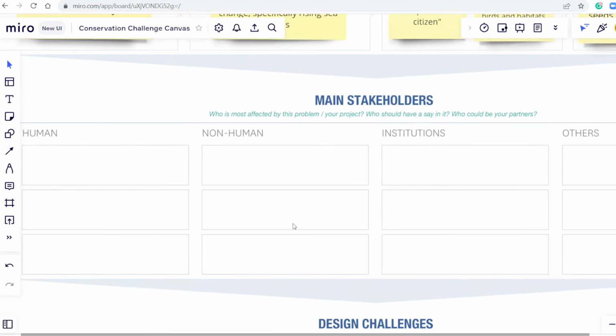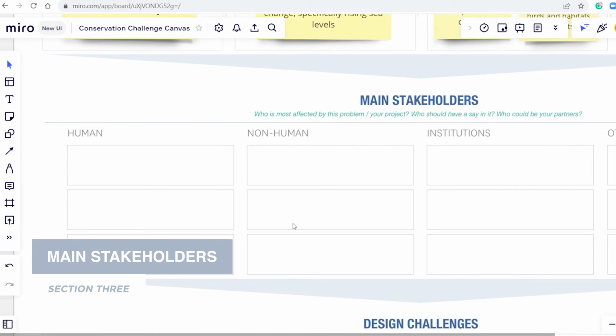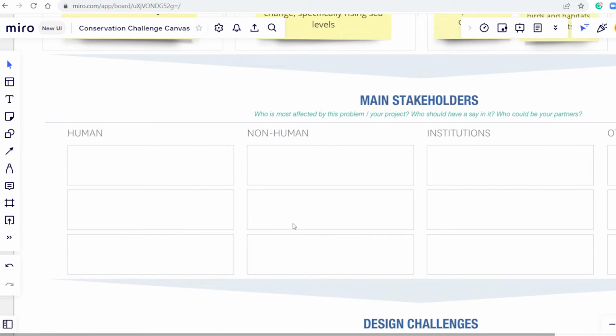Now you are ready to identify your main stakeholders. Stakeholders refer to those most affected by this problem or your project. Who should have a say in this? Who could be your partners? Try to write down the main stakeholders. You don't need to fill all the boxes or limit them to 3 for each category. Let's start with humans. Who are the main people that are affected by this problem? Try to consider also groups of people, or what we call archetypes. These could be citizens of a specific area, students, pedestrians, etc.